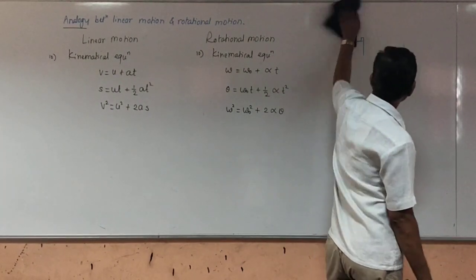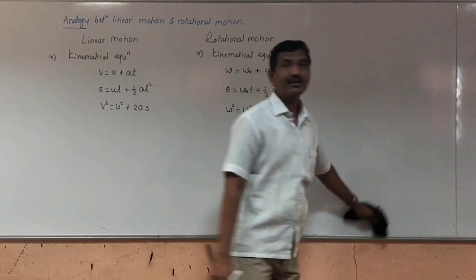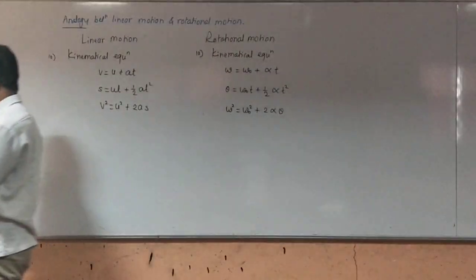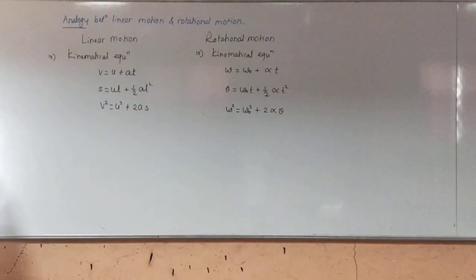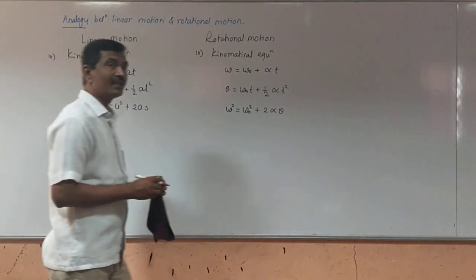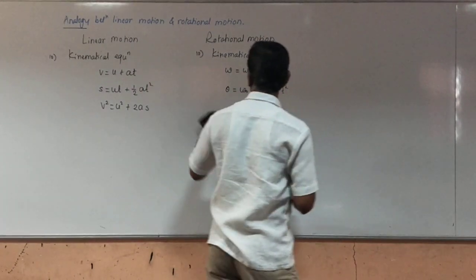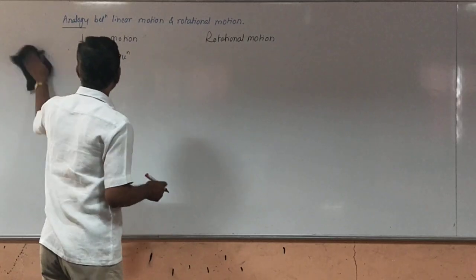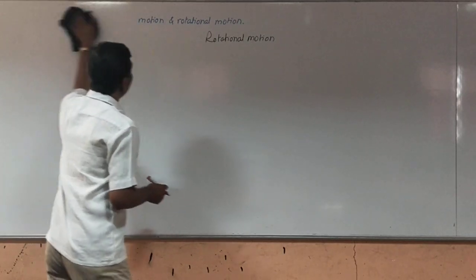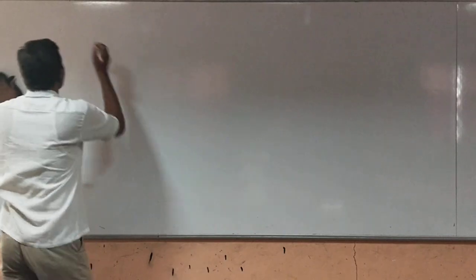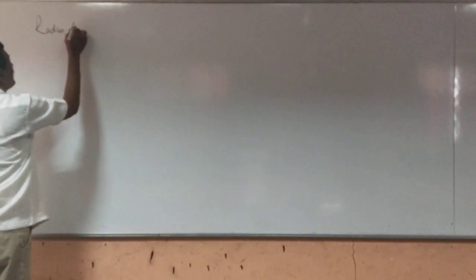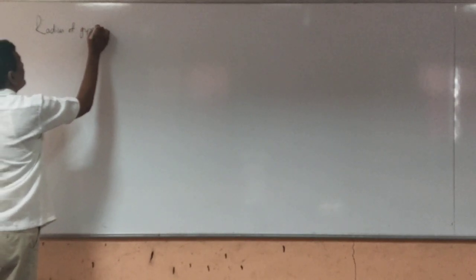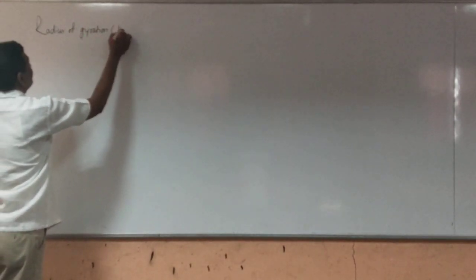Now we discuss the points related to the rotational motion one by one. So first we consider what is the radius of gyration in case of a rotational motion. Radius of gyration is denoted by letter K.